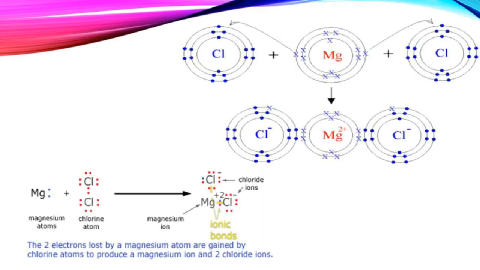In the formation of magnesium chloride, the valency of magnesium is 2 and the valency of chlorine is 1. See, in the magnesium atom, there are 2 electrons in the outermost shell. These 2 electrons are combining with 2 chlorine atoms and making MgCl2. See, Mg plus Cl2 gives MgCl2. So, the 2 electrons lost by a magnesium atom are gained by chlorine atoms to produce a magnesium ion and 2 chloride ions. So it's forming the molecule MgCl2.